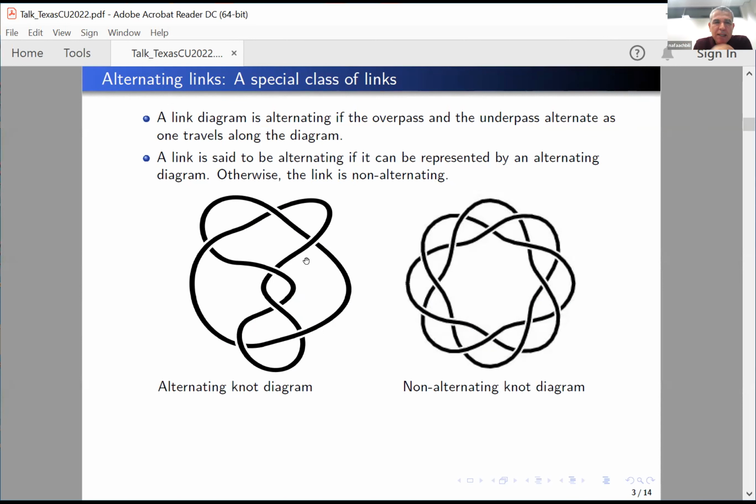And the link itself is said to be alternating if it has a diagram which is alternating. Otherwise, it is a non-alternating link. You can see here an alternating knot diagram on the left and a non-alternating knot diagram on the right. Indeed, the one on the right represents a knot which is non-alternating. You can never deform this diagram into an alternating diagram, because we know this is a torus knot, so it is not alternating.